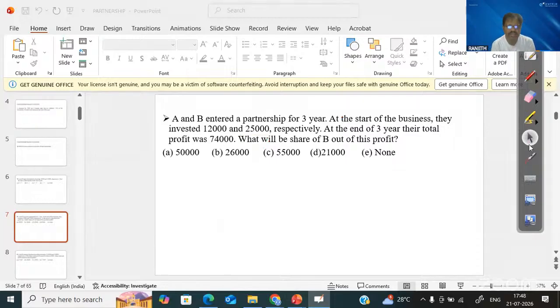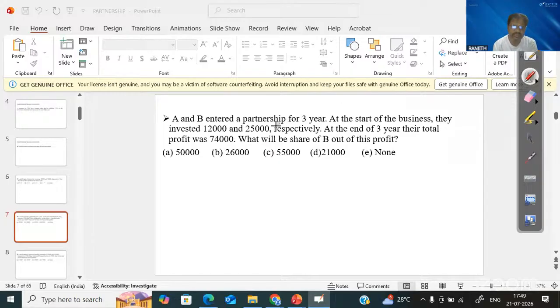A and B enter into a partnership for 3 years. At the start of the business, they invested 12,000 and 25,000 respectively. At the end of 3 years, their total profit was 74,000. What will be the share of B from the profit?